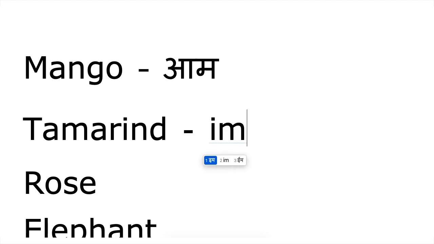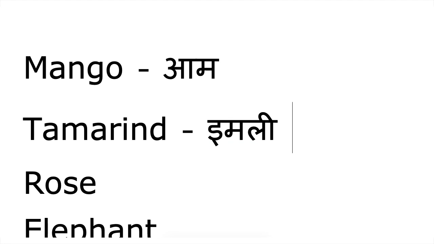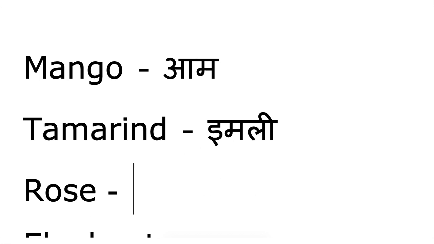Mango is called in Hindi aam. For aam we can write like this. So a, then ma, aam. Imli. See, in imli, first we have used this vowel i, and after la, we have to pronounce li. So after la we have just put this matra, i matra, on the la, so that it becomes imli.